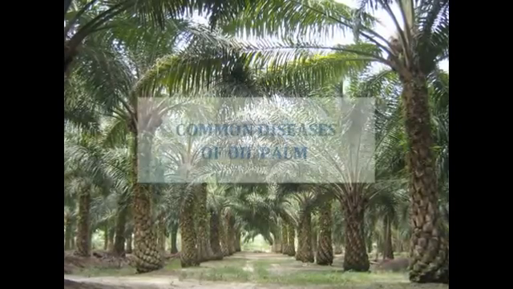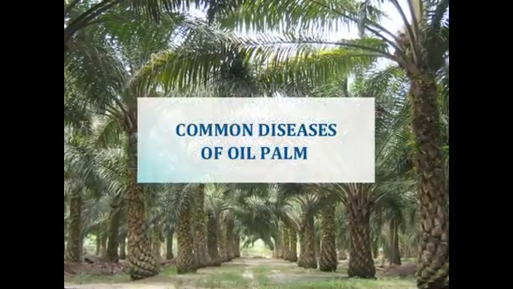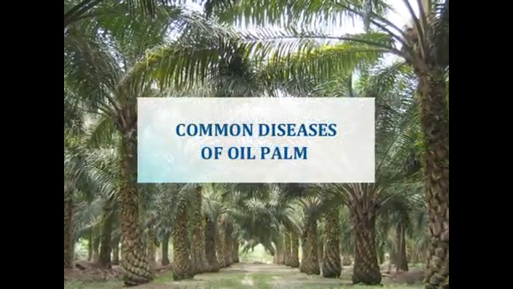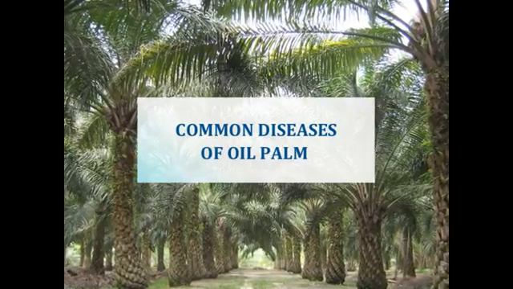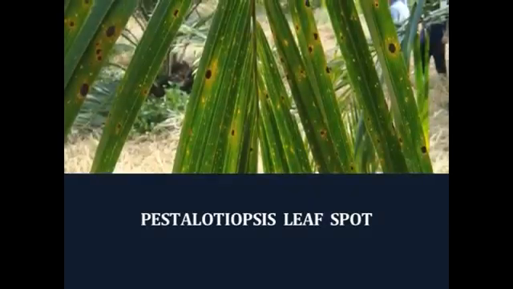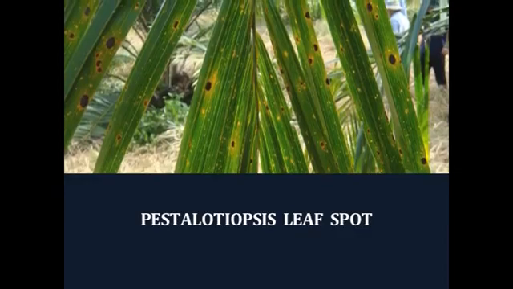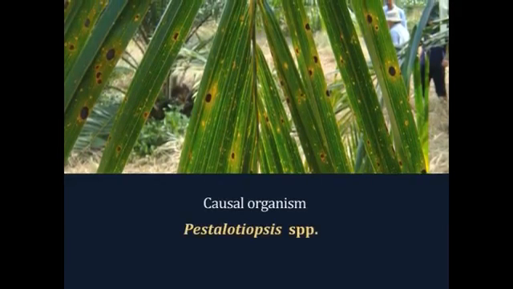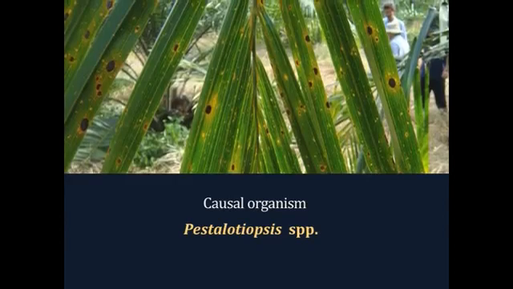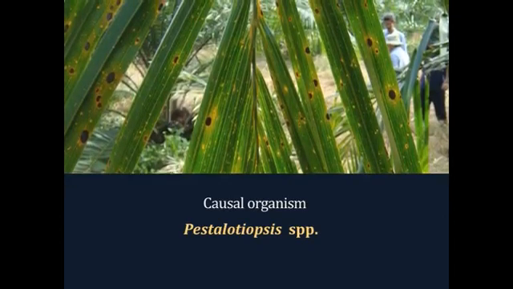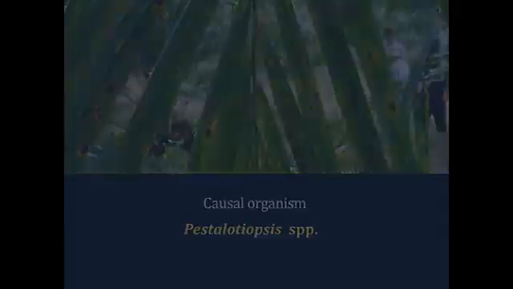Next is most common diseases of oil palm. And here the most important disease is Pestalotiopsis leaf spot, and the causal organism is Pestalotiopsis species. Now let's see the symptoms of the disease.